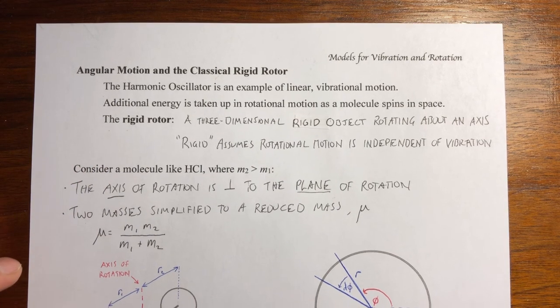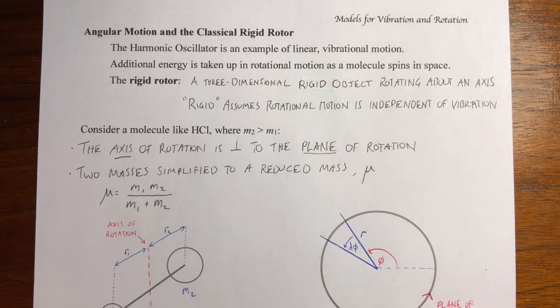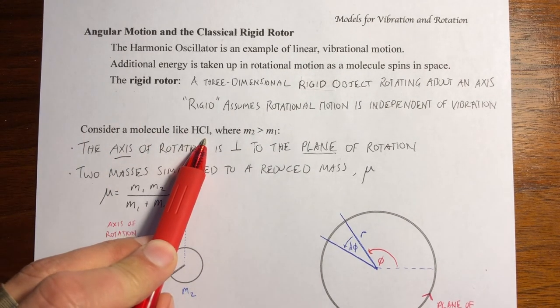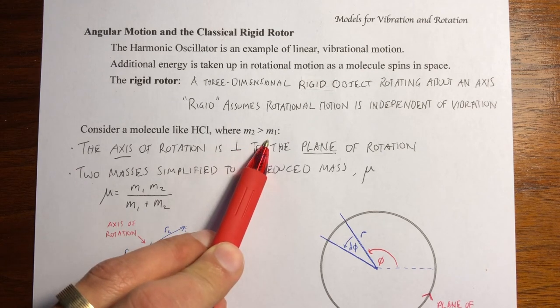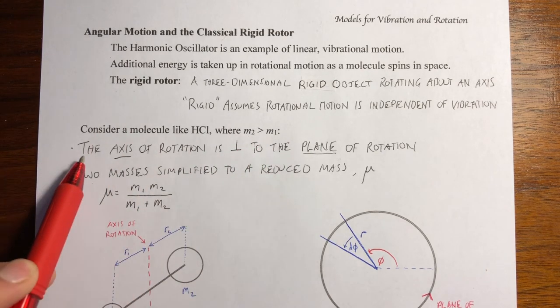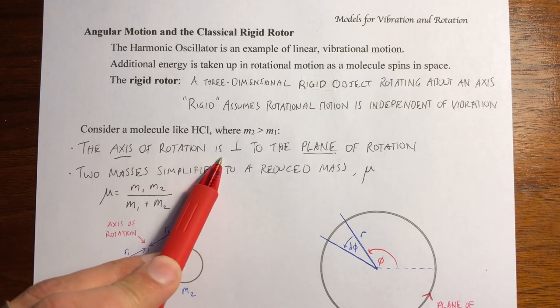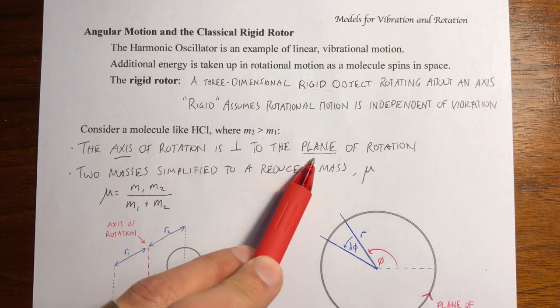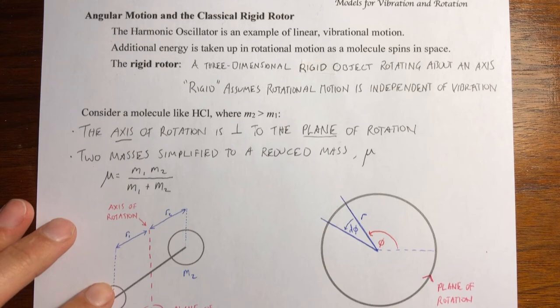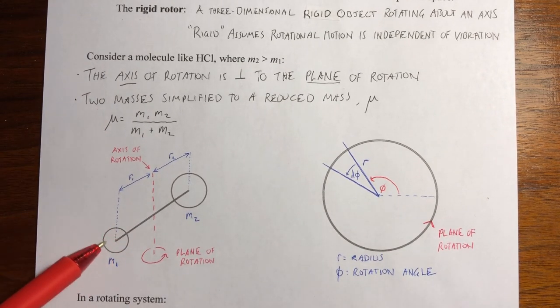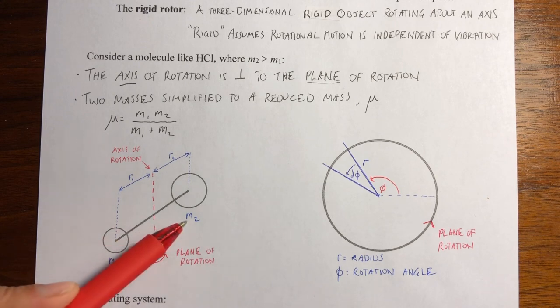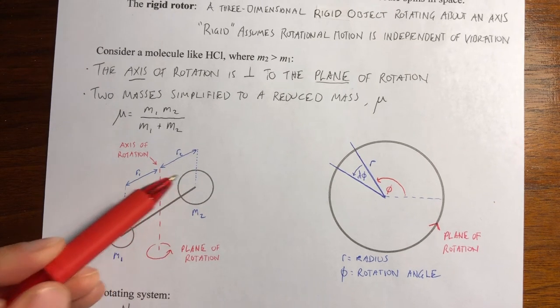So let's begin with a quick example of a molecule like hydrochloric acid, HCl, where mass 2, chlorine, is much larger than mass 1, hydrogen. There is an axis of rotation that is perpendicular to the plane of rotation. If we look down here, we can see an image where we have mass 1, which would be hydrogen, and mass 2, which would be chlorine.